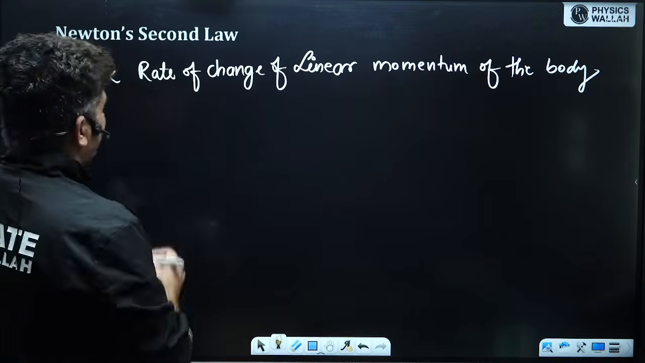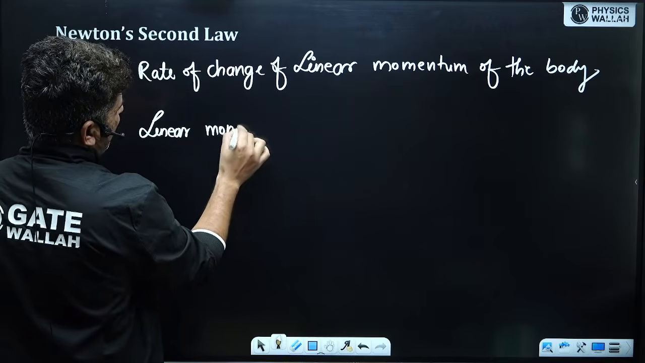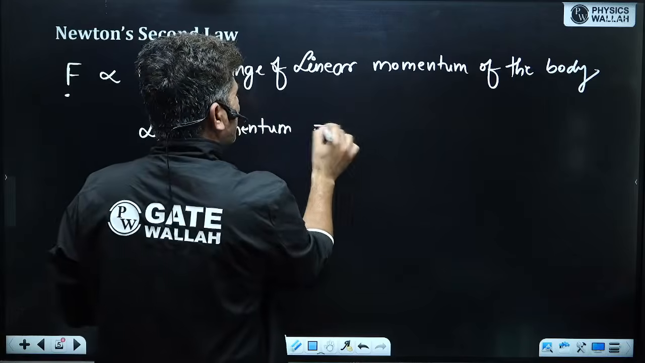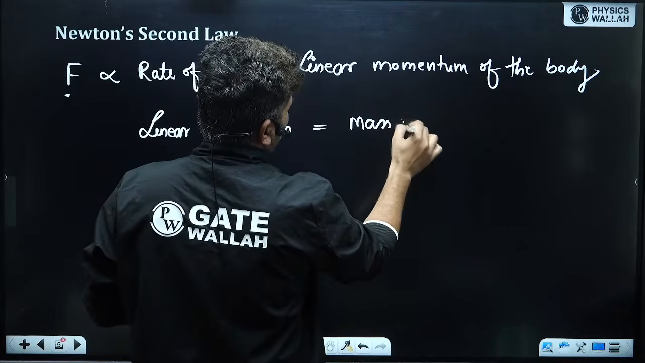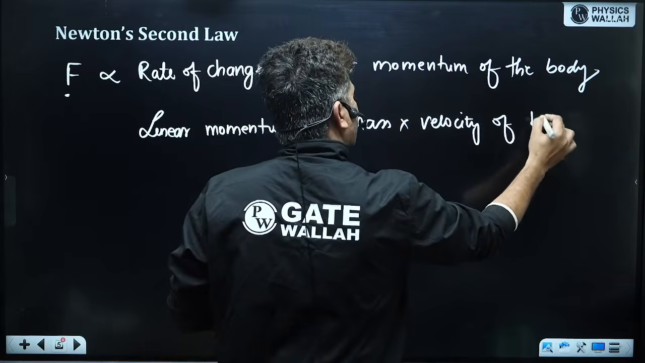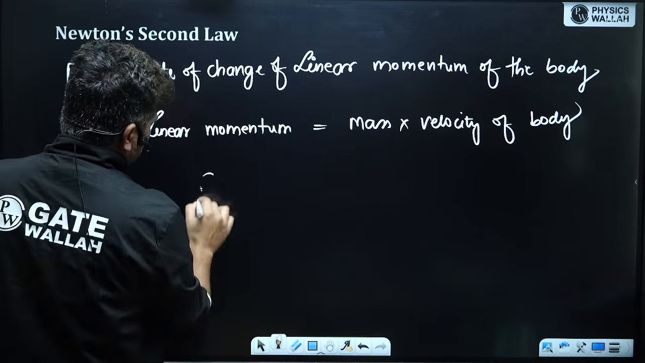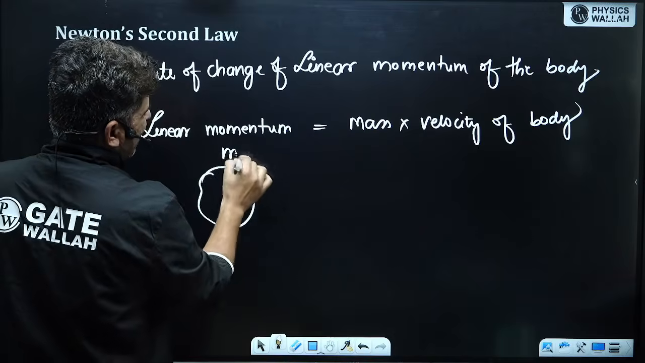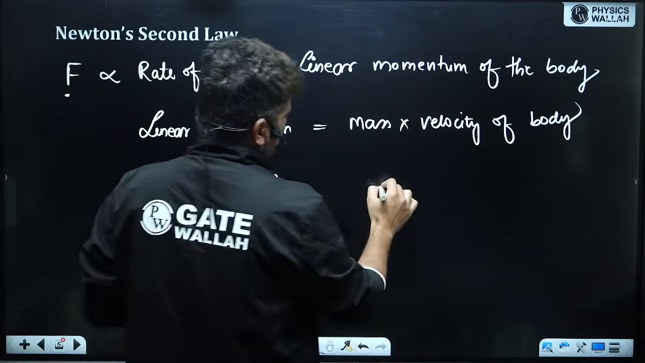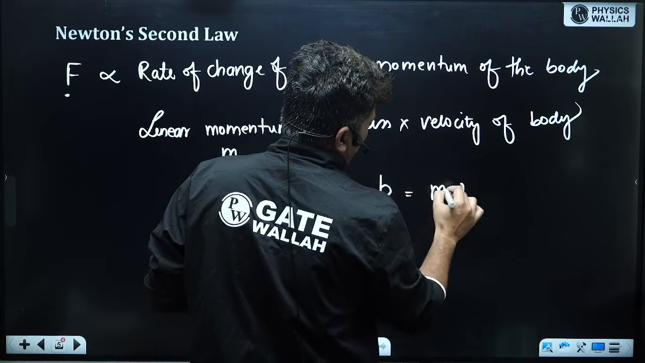Now, what is linear momentum? He defined the linear momentum of a body. Linear momentum of a body is equal to mass multiplied by velocity of the body. So let's say I have an object over here. It has a certain mass m and it is moving with a velocity v. Then the momentum, which is generally defined by p, is called m dot v.